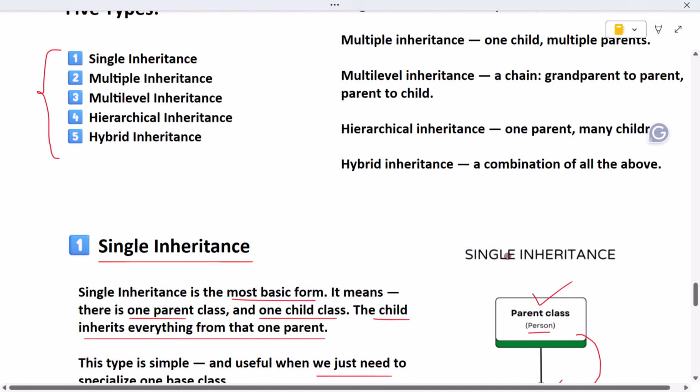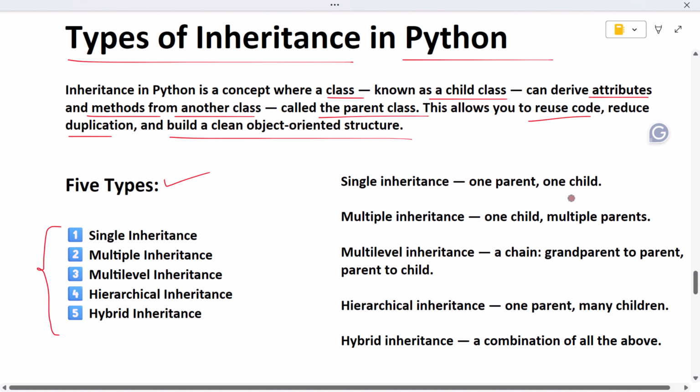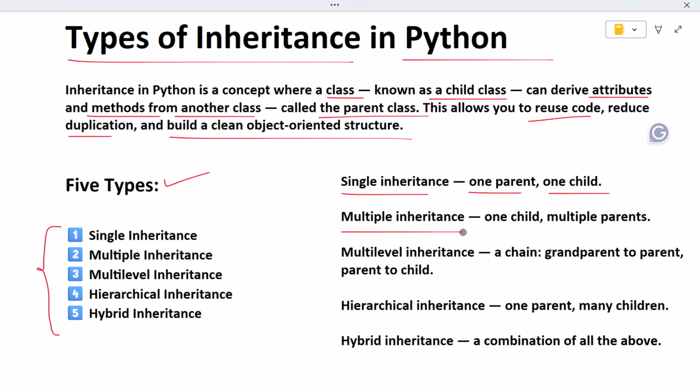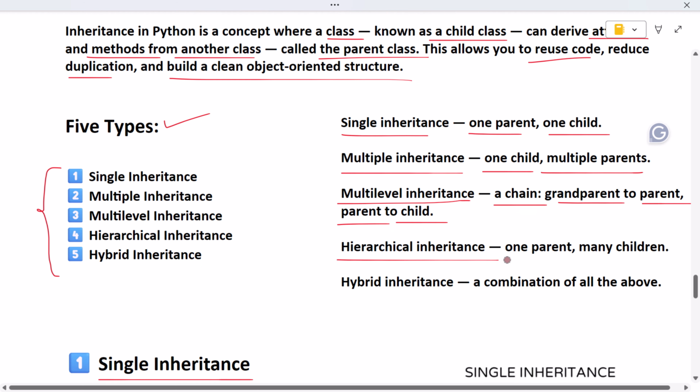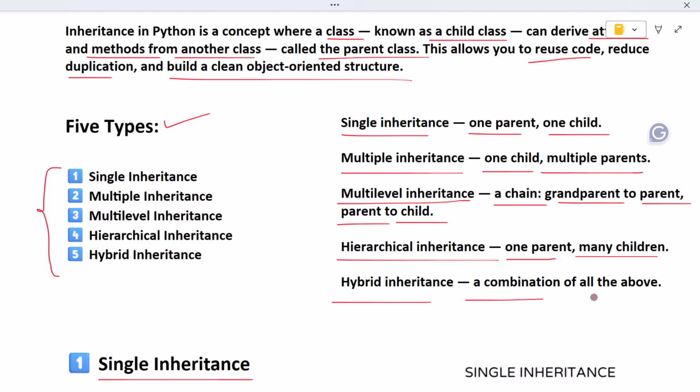Let's now quickly summarize what we've learned. Single inheritance, one parent, one child. Multiple inheritance, one child, multiple parents. Multi-level inheritance, a chain, grandparent to parent, parent to child. Hierarchical inheritance, one parent, many children. Hybrid inheritance, a combination of all the above.